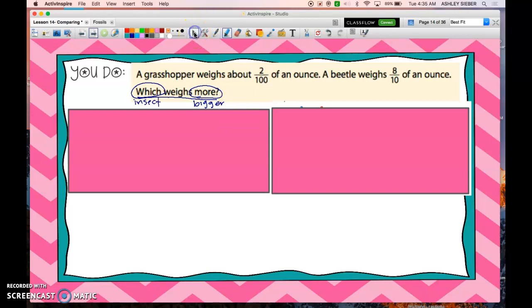Okay, so first I'm going to think about the picture, 2/100ths. Well, if I think about that hundredths block that's split up into 100 pieces like this, it's hard to draw. That means two of those are going to be colored. If I think about 8/10ths, that means 8 of these are going to be colored.